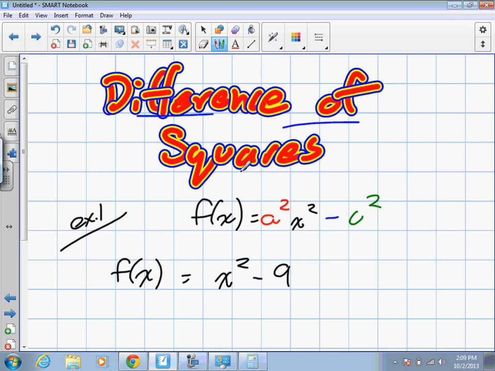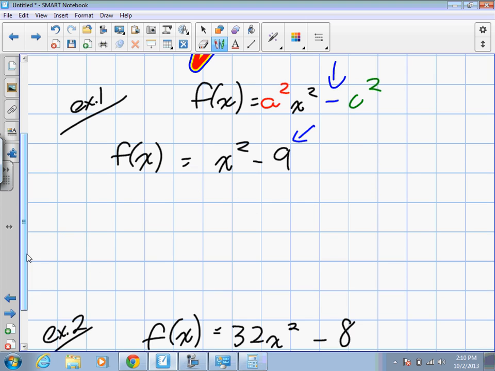The last type of factoring we need to learn for this chapter is difference of squares. Now here's our formula of a difference of squares, and what it's telling us is we can find the square root of the first term and the square root of the last term. And it has to be subtraction between.